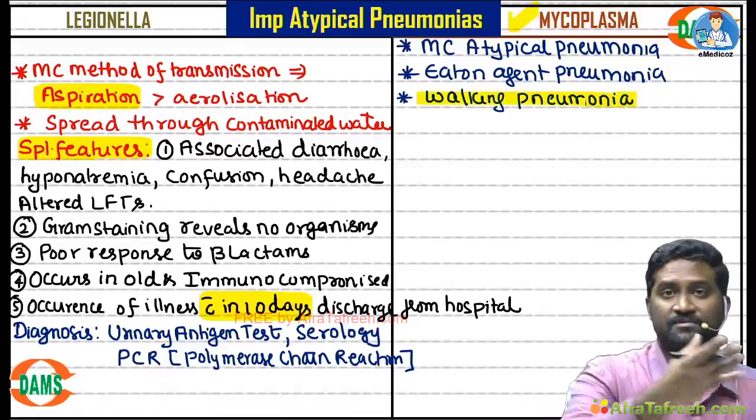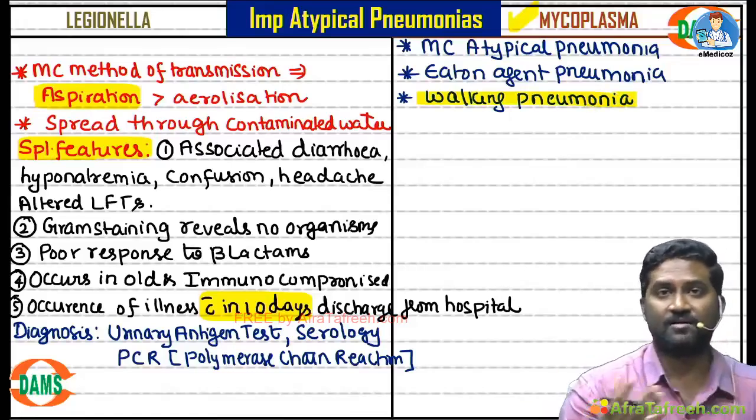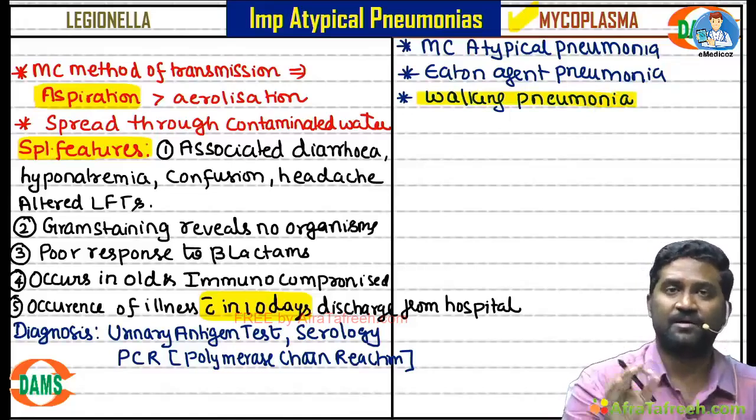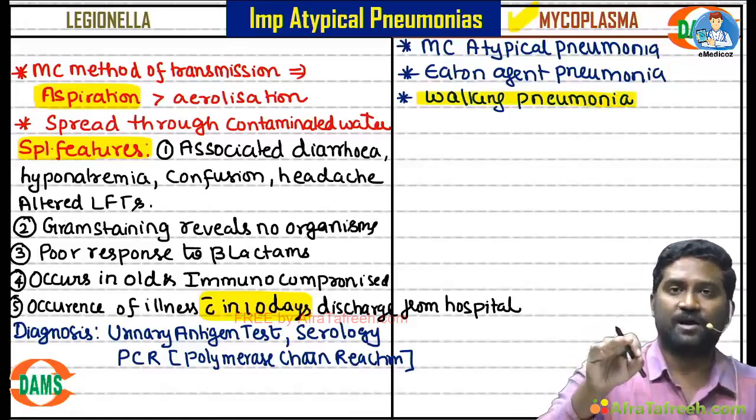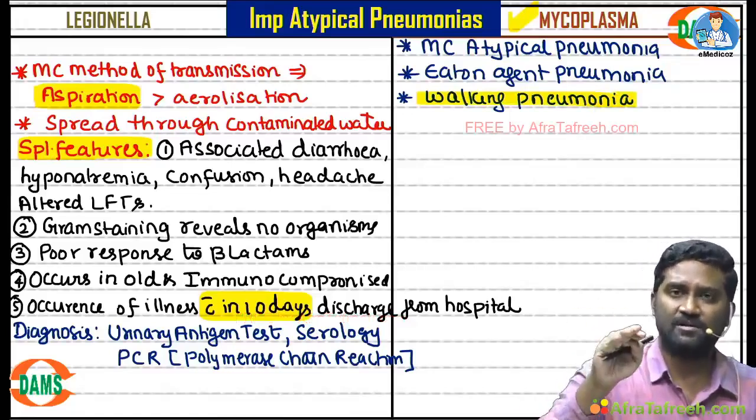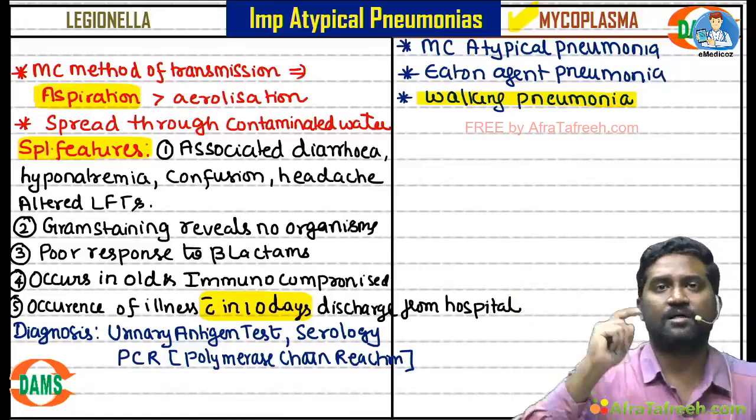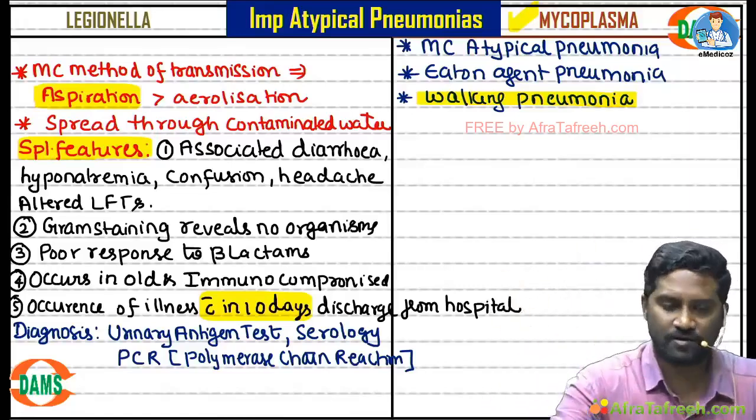So don't ask me which is called dancing pneumonia, running pneumonia. There are no such terms, because mycoplasma causes mild pneumonia. The patient can still do routine activities and he can walk. That's why it is called walking pneumonia.